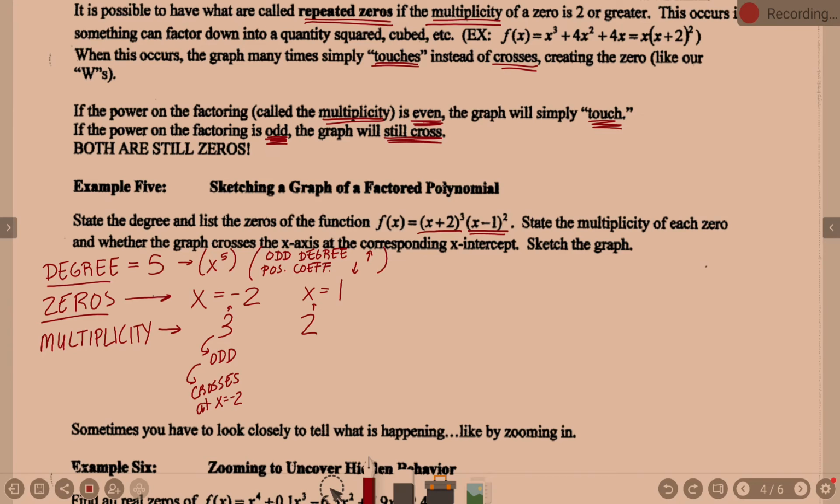What about the zero x equals 1? What do we know about its multiplicity of 2? We know 2 is even, and a multiplicity of 2, which is even, tells us that it will touch. So your graph is not going to cross through, it's going to touch at x equals 1.